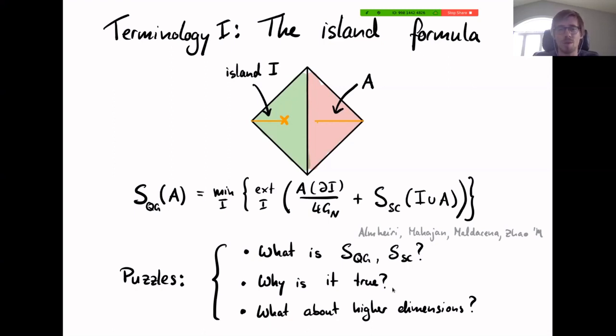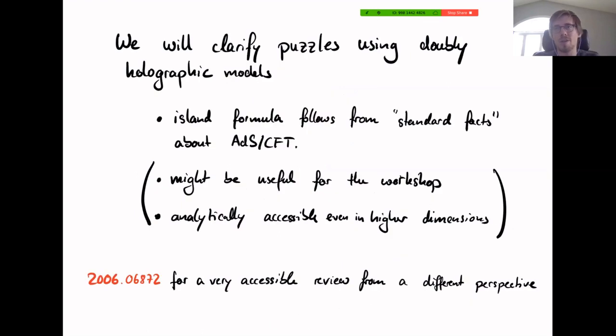And then lastly, we've seen that something like this seems to work out in 2 dimensions, but what about higher dimensions? Is there any way I can convince myself that that's true? What I'm planning on doing now is to clarify these puzzles, not really prove anything, but give you an intuition using doubly holographic models.